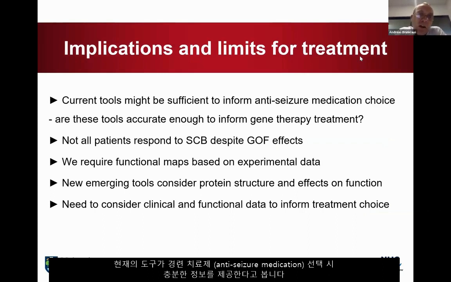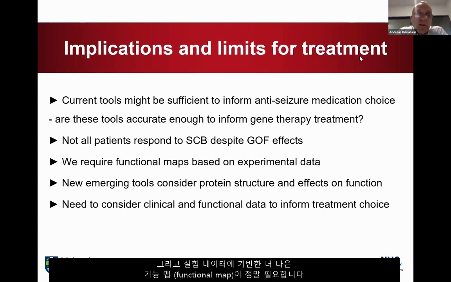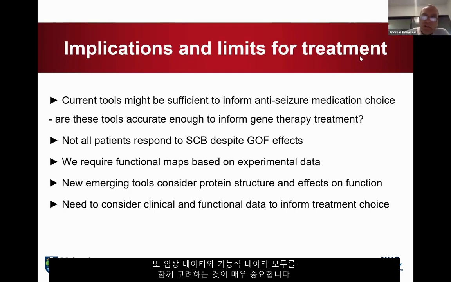So I think the current tools might be sufficient to inform anti-seizure medication choice, as these tools are accurate enough for that, but are they actually accurate enough to inform gene therapy treatments? I don't think they're there yet. Not all patients respond to sodium channel blockers despite gain of function effects, and we really require better functional maps based on experimental data. I think Al has done a lot of work in this field and contributed to this. There are newly emerging tools that consider the protein structure and effects on function. What we really need to consider is the clinical and functional data together.